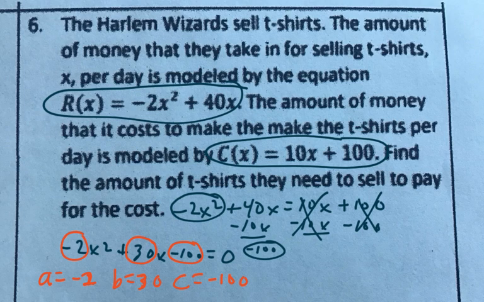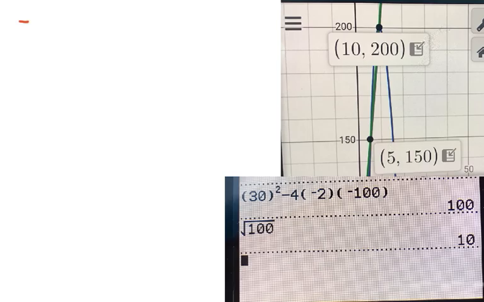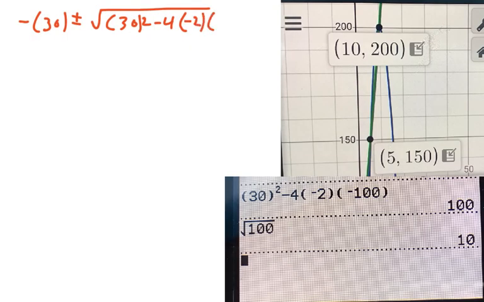And so we're actually going to use the quadratic formula. So here we go. We're going to take the negative of our b, which was 30, plus or minus the square root of b squared minus 4 times a. A was negative 2. C was negative 100. The whole thing divided by 2 times a. This is where we should pause and make sure we did plug in our a, b, and c correctly. And we did. We always do the square root last, right, guys?